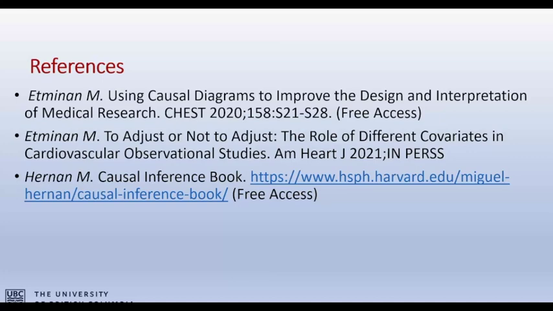Okay, thank you. Next question. Is there a way to justify the validity of a certain DAG, or any approaches to avoid the consequences if the DAG is wrong?